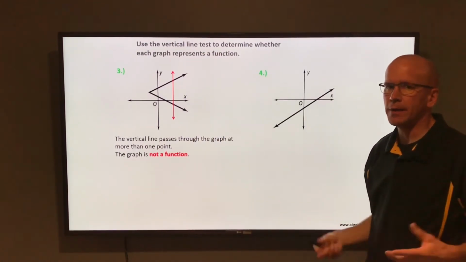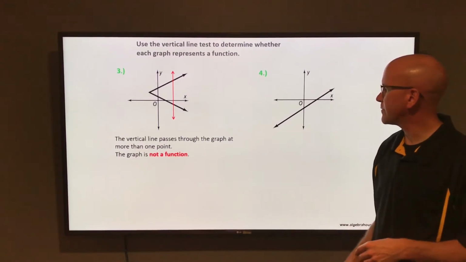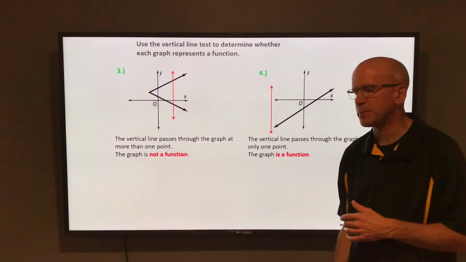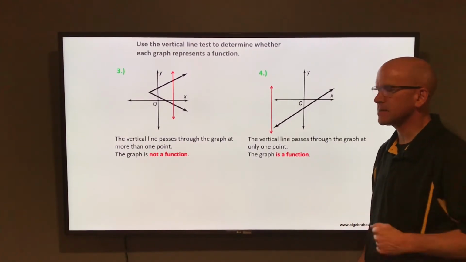Diagonal line going the other way. It's not going to be any different. You pass a vertical line through that. Doesn't matter which way you pass the vertical line through. It's only going to hit in one place as it's passing through. So that is a function.